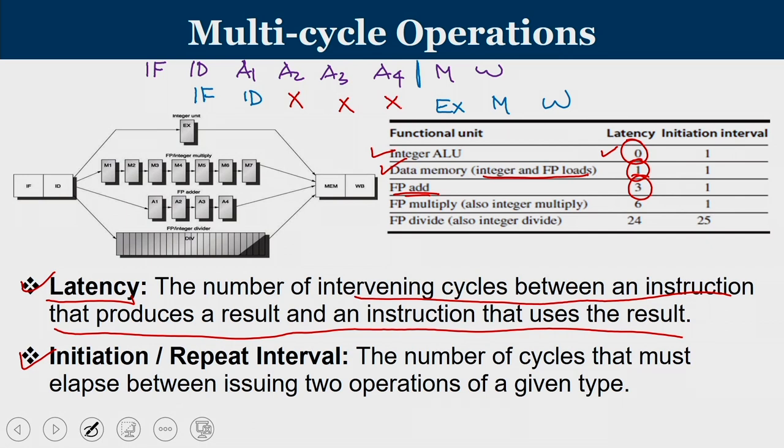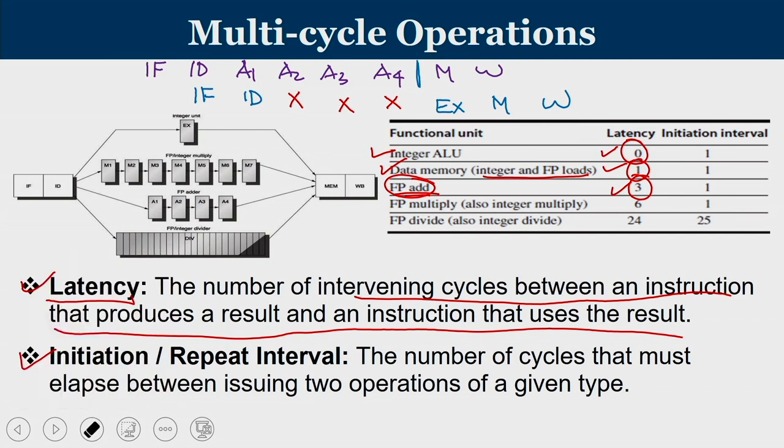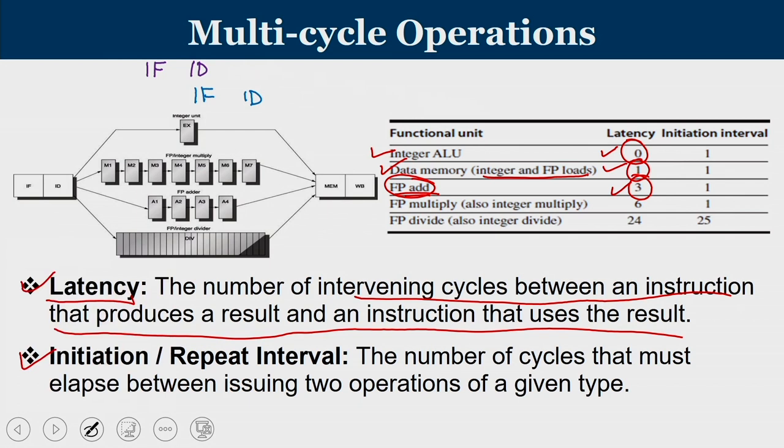So there is a delay of 3 cycles if the value that is produced by a floating point add has to be used somewhere else. That is why the latency has been given as 3. Similarly, imagine you are going to have a floating point multiplication operation and somebody else wants to use the result. Floating point multiplication, we know, is going to take 7 cycles.